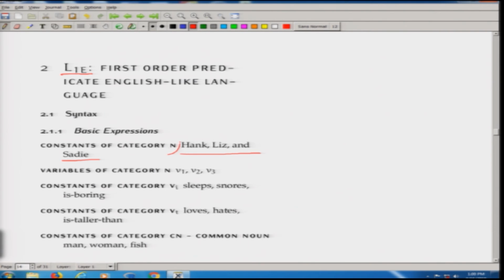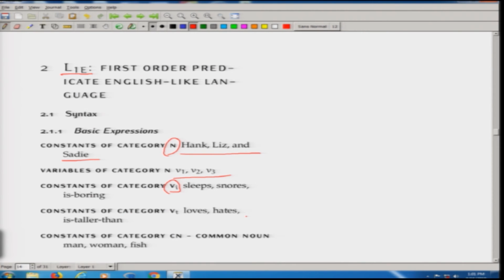These belong to the category N, and then we have 3 variables, V1, V2, V3. We could have more, ideally through Vn, but 3 will do. And then we have the category Vi, and there are 3 members to it: sleeps, snores, and is boring. And we have constants, so loves, hates, is taller than. Sorry, these are constants of category Vt, that is, these are 2 plus predicates.